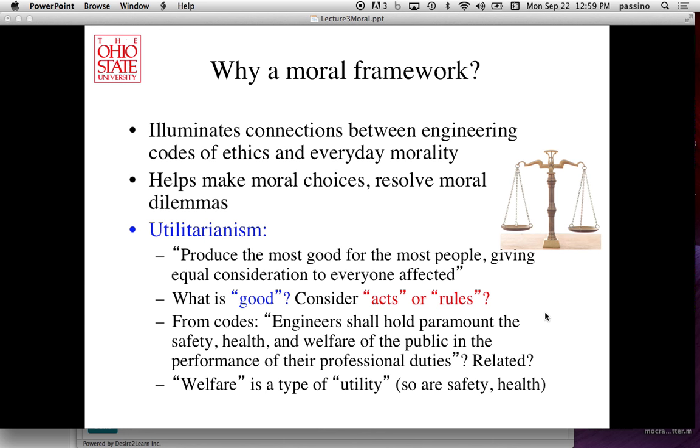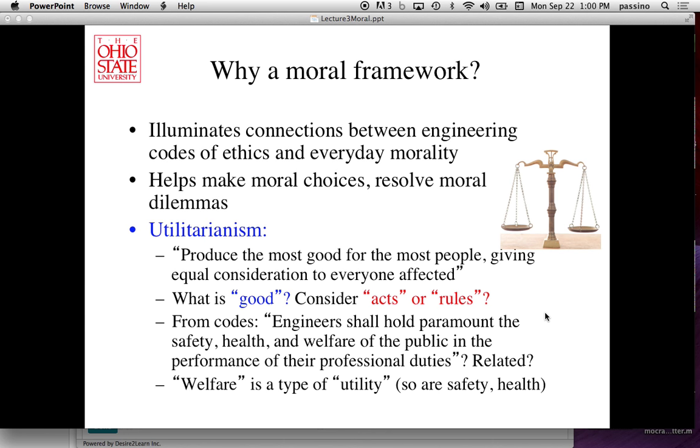So the first moral framework that some people live in and think about all the time is the so-called utilitarianism. Utilitarianism can be thought of as the most good for the most people, giving equal consideration to everyone affected. Now that can be a dictate in engineering. The question is, what is the most good? If I'm making a car, is the most good the most miles driven that are accident free, or is it the most miles driven with the least amount of pollution, and so forth? So it's very difficult to know what criterion you would use for utilitarianism.